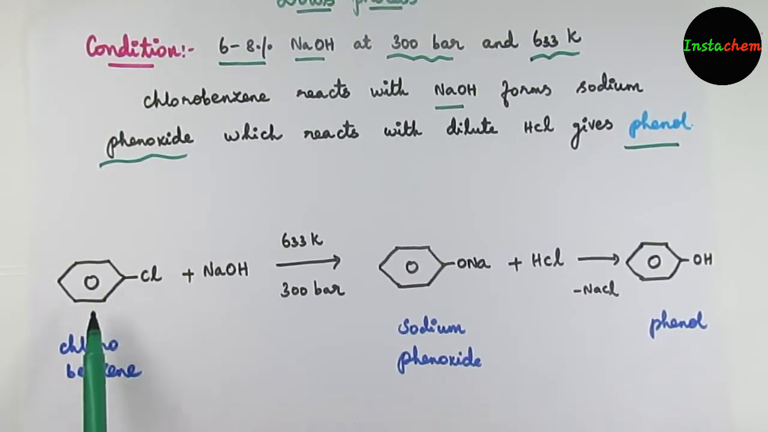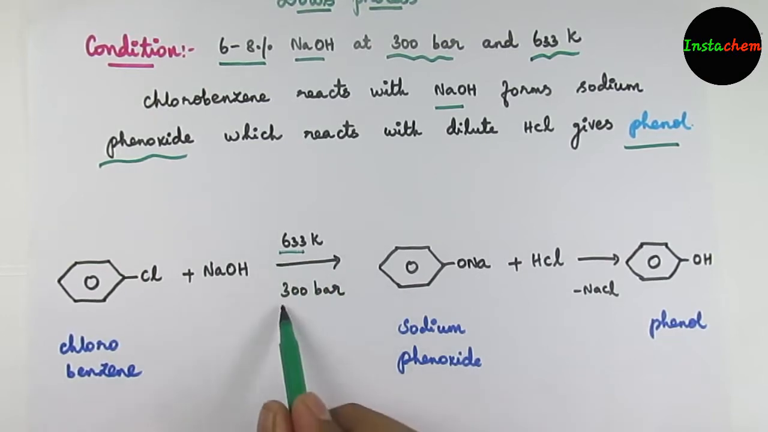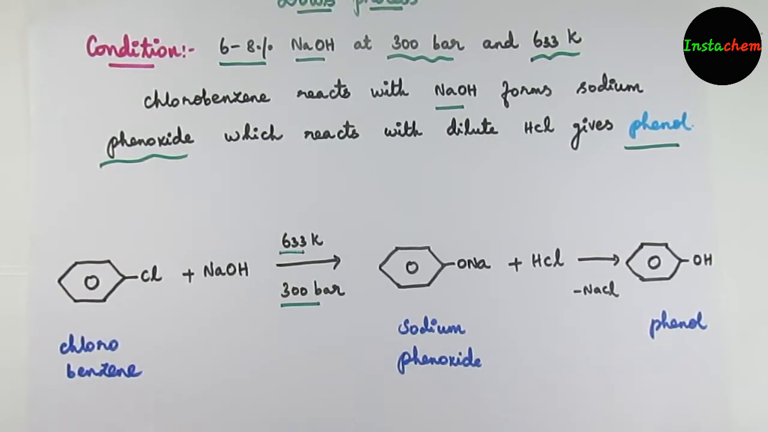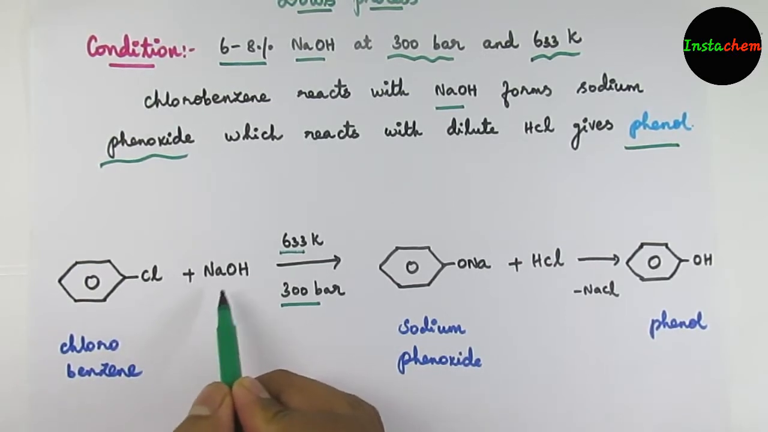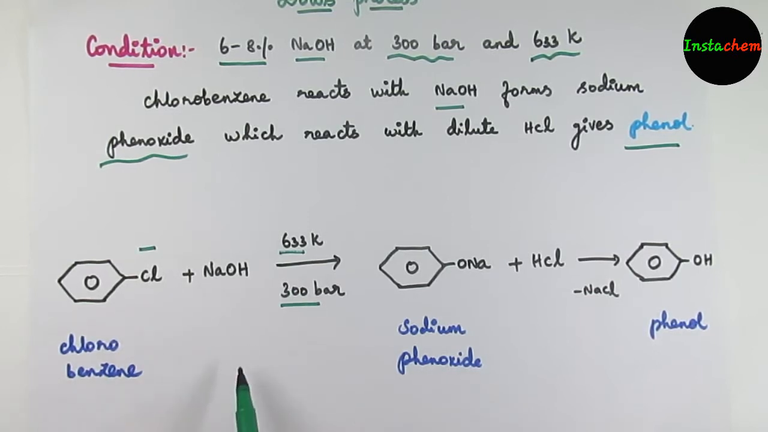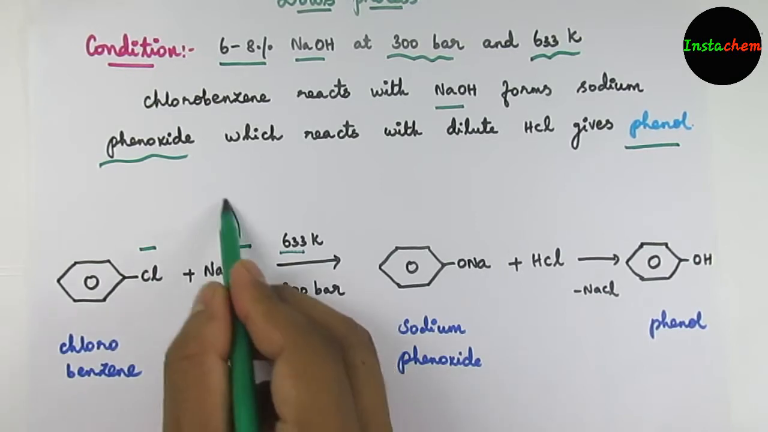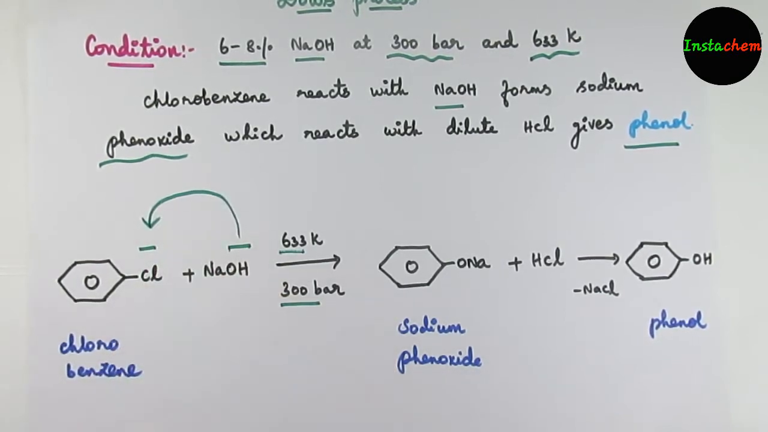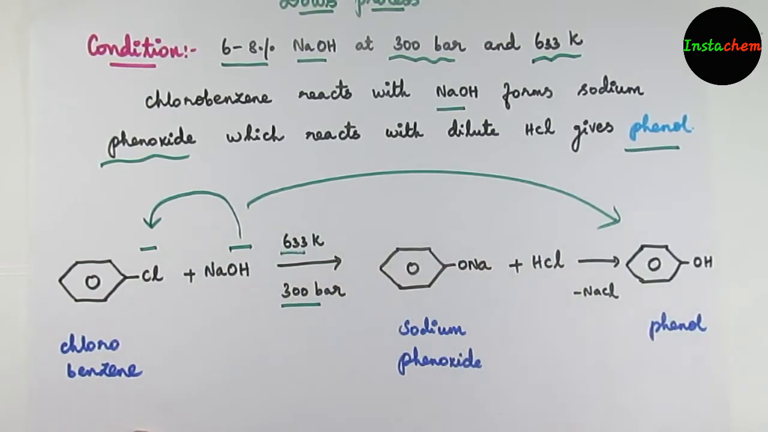Whenever Cl is directly attached with benzene, this is known as chlorobenzene. Reacts with NaOH. You must mention the condition also. You can get the product very directly, like that. Just replace Cl minus by using this OH minus. OH minus introduce here in the place of Cl minus. In this way also you will get the product phenol.